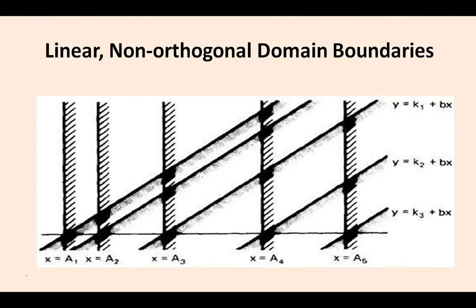Next one, linear non-orthogonal domain boundaries. These are linear boundaries. First of all, they are completely linear and not perpendicular to each other. That's why these are called non-orthogonal boundaries as well as linear boundaries. Here is the line equation; you are directly representing the linear equation. y is equal to mx plus c. Here also, y is equal to k1 plus bx, where k1 is the constant.